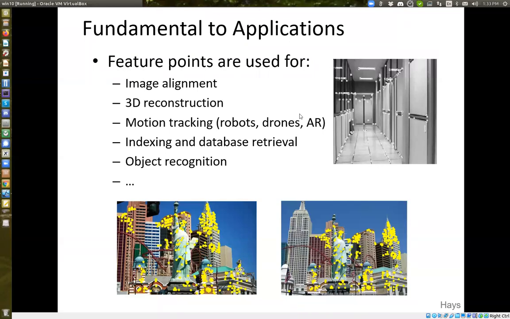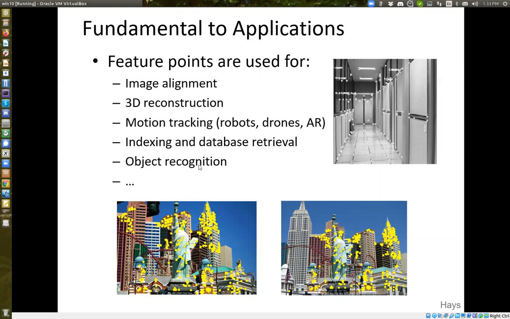This kind of matching has lots of applications, for example alignment, 3D reconstruction, tracking, and even indexing. For example, if you want to find very precise objects, like the Statue of Liberty, from a bunch of images, one way I can do it is to get all these local features, and whenever an image has objects with these local features, I will consider that as the Statue of Liberty.